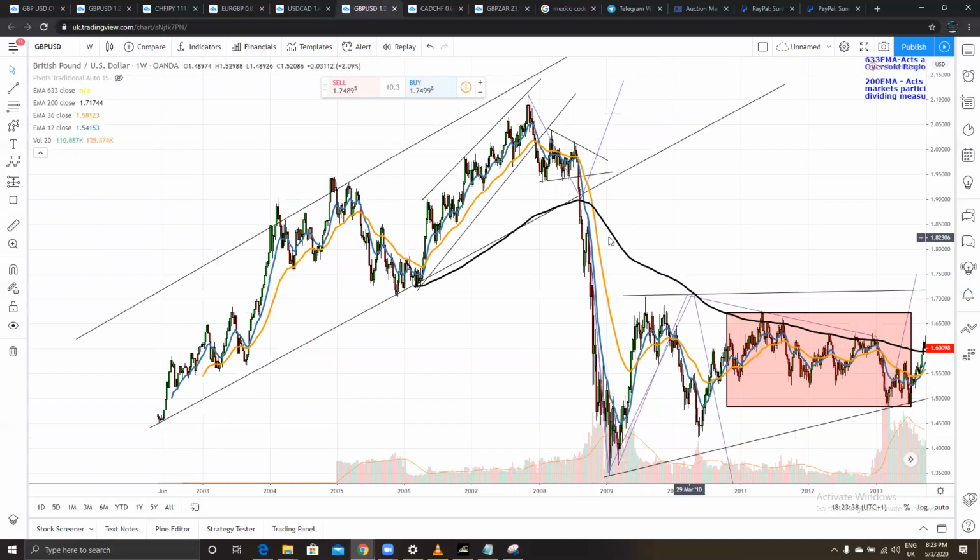So back to the 12 EMA that I'm discussing. The 12 EMA serves as a measure of volatility, all right?